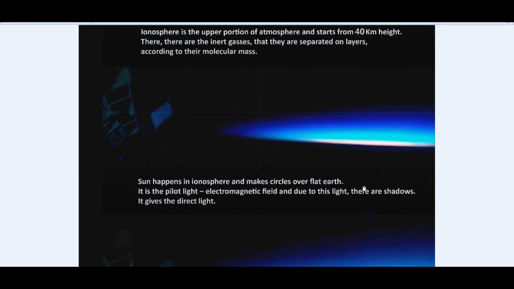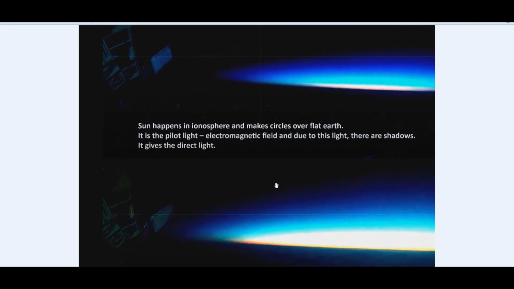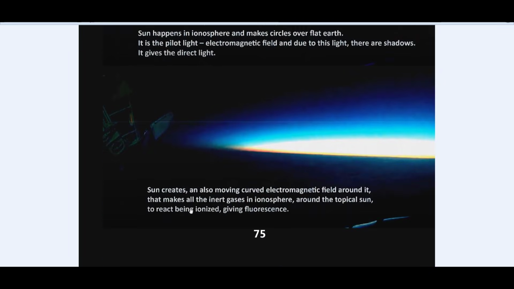The sun is the pilot light, which is an electromagnetic field, electricity, magnetism. And due to this light, which is electromagnetic, there are shadows. It gives the direct light. Good. Sun creates and also moving, so the electromagnetic field is curved. The thing that curves is the light electromagnetic field around it, around the sun, that makes all the inert gases in the ionosphere around the sun to react being ionized, giving fluorescence.